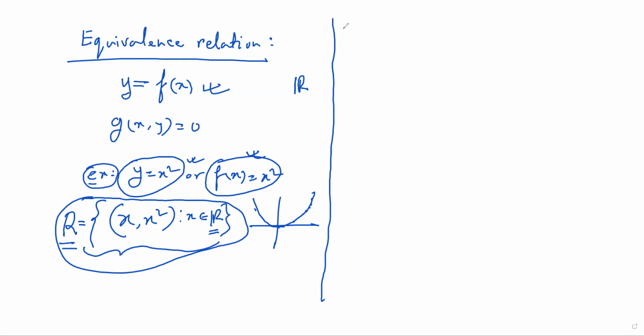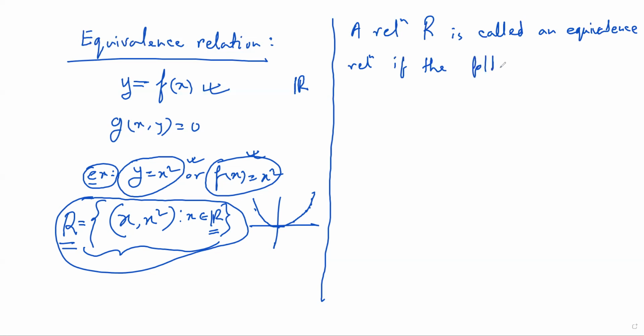Now, what is an equivalence relation? Basically, there is a definition that involves three conditions. A relation R is called an equivalence relation if the following conditions hold.